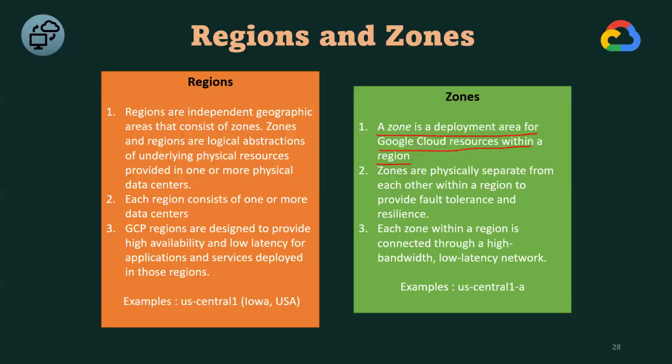Zones are physically separate from one another, and they are connected via a high bandwidth, low latency network. One of the zones is US Central 1A. One of the regions is US Central 1. You see here the nomenclature again. US Central 1 is a region. US Central 1A, 1B, 1C are the zones. Okay, so this is the definition of region and zone.